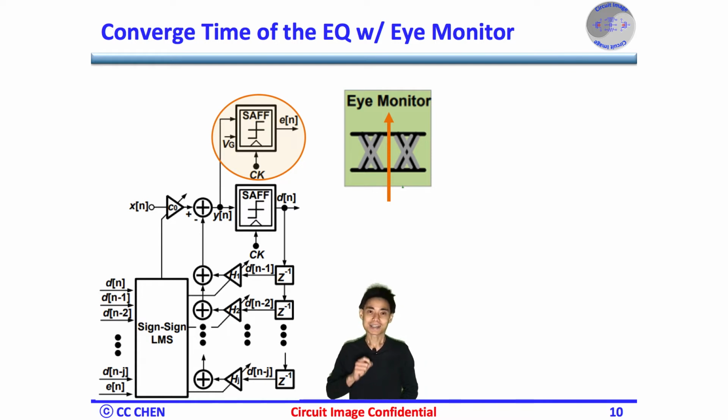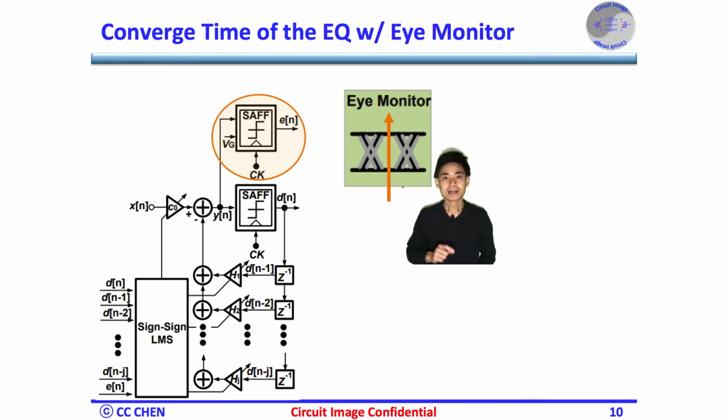As we discussed in the sign-sign LMS adaptation video, the sampler only samples the voltage level at the middle of the eye through a CDR's lock phase. So, in addition to the vertical eye height, the eye monitor will have extra eye width information. Overall, the sampler may be able to choose an optimized phase to reduce the bit error rate further if the middle of the eye is not optimized.